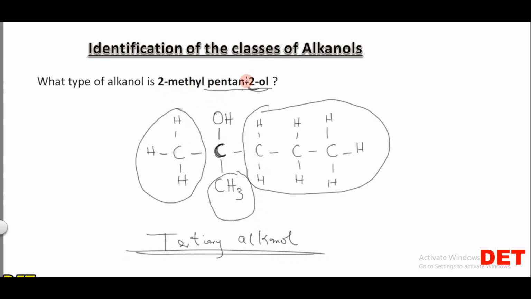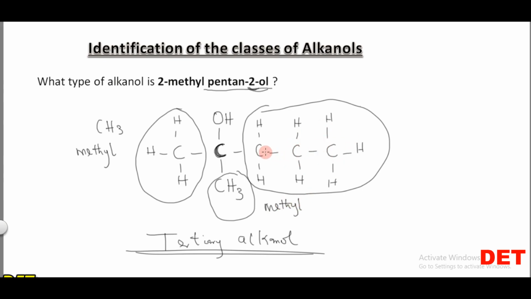So 2-methyl pentan-2-ol is an example of a tertiary alkanol. This is an alkyl group. This alkyl group is methyl, CH3. All right, this is a methyl group. This is CH3, is also a methyl group. It's an example of an alkyl group.